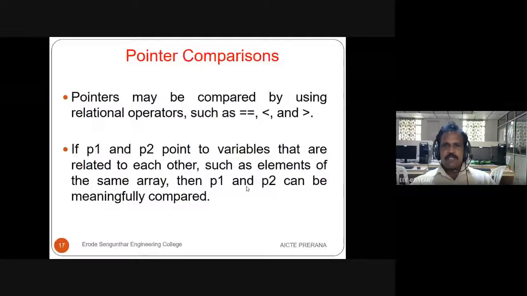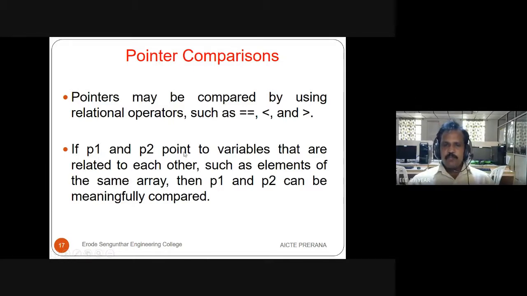Move on to pointer comparison. This is the next kind of operation using pointers. Pointer comparison is another operation. Pointers may be compared by using relational operators. While comparing pointer variables, the comparison operators are equal to, less than, greater than, less than or equal to, greater than or equal to. These are called relational operators, and they are used for comparison purposes.